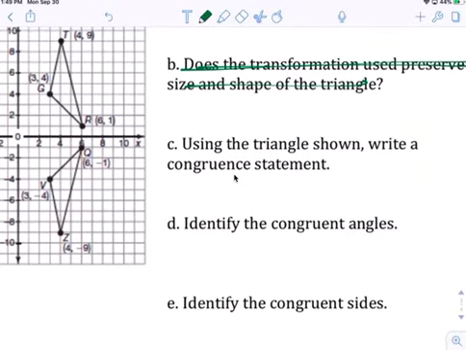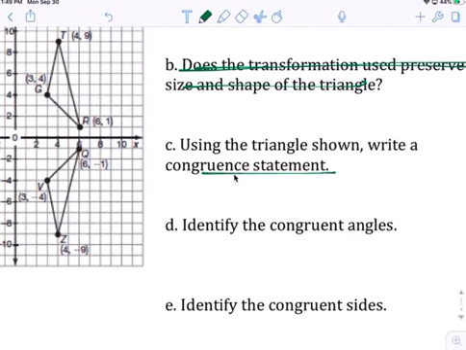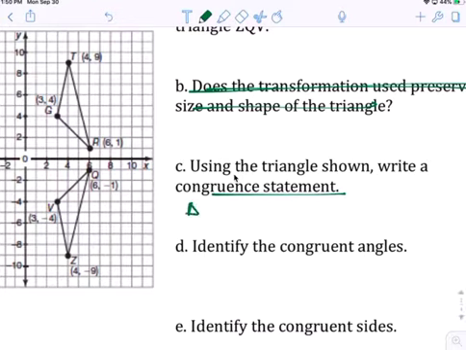and then I think a congruency statement is this: triangle TGR is congruent to triangle ZVQ.